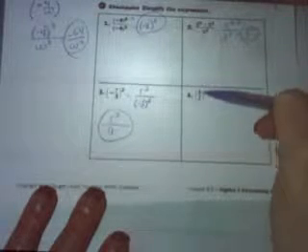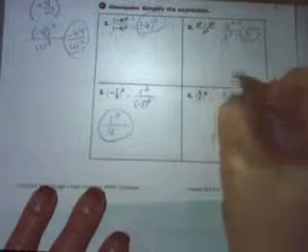And then I have power of the quotient. Remember, I have to distribute to the numerator and denominator. So that's going to become 5 to the 4th divided by t to the 4th. And when I evaluate 5 to the 4th, I'm going to get 625 divided by t to the 4th.